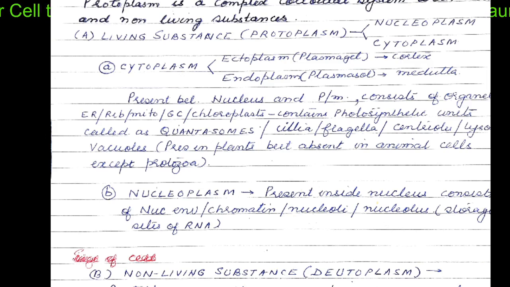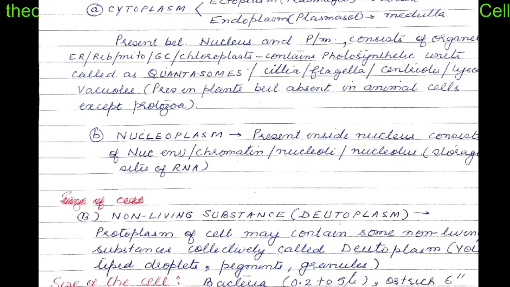Inside the cytoplasm, many organelles, which are the organs of the cell, do exist. For instance, the endoplasmic reticulum, the ribosomes, the mitochondria, the Golgi complexes, the photosynthetic units, quantasomes, which are contained in chloroplast, the cilia and flagella, which are extracellular organelles, the centrioles, lysosomes, and vacuoles are also present. However, the vacuoles are present only in plants and are absent in animal cells except protozoans.